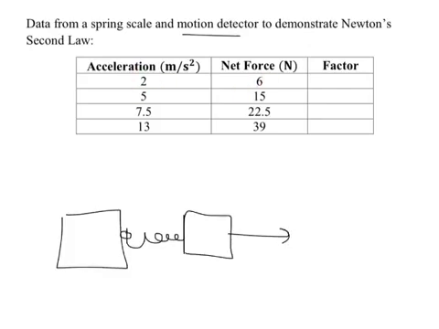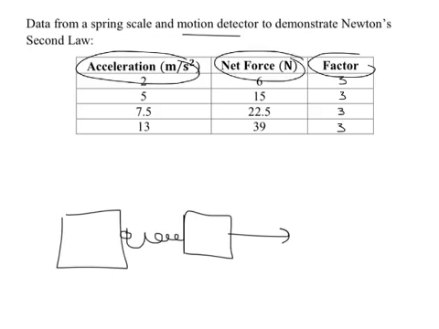What we're noticing is that when the acceleration is 2 and the net force is 6, what factor are we really seeing? Well, we're seeing a factor of 3 there. When the acceleration is 5, we notice that the net force is 15, which also increases by a factor of 3. And you'll notice that all of these increase by a factor of 3, which tells me that I can take my acceleration and multiply it by some unknown factor to always get the net force.